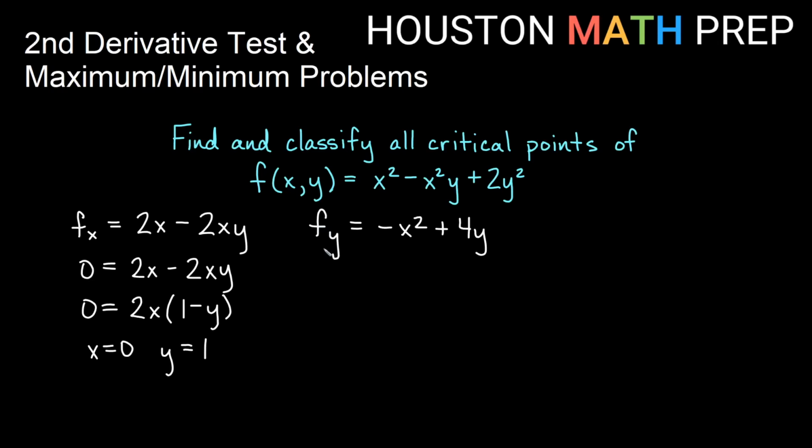Let's look over here. Partial fy equals 0. That would give us 0 equals -x squared plus 4y. So that then tells us that x squared is equal to 4y.